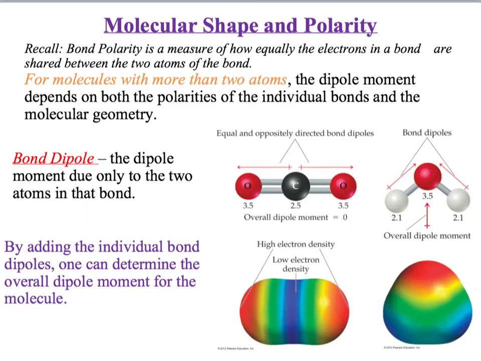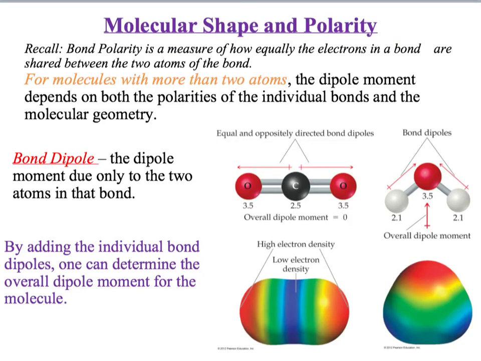So the last thing we're going to talk about is bond polarity. If you remember, bond polarity is a measure of how equally the electrons in a bond are shared between the 2 atoms of the bond. So the greater the difference in electronegativity, the greater the polarity. We've been looking at dipole moments. We talked about the dipole moments of diatomic molecules, molecules made of just 2 atoms. But now we're going to look at molecules with more than 2.